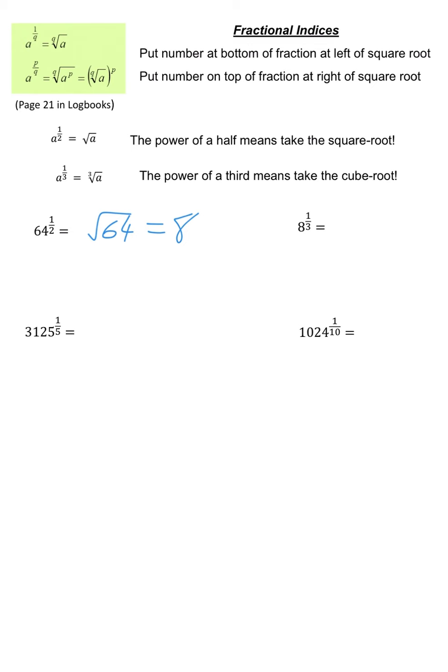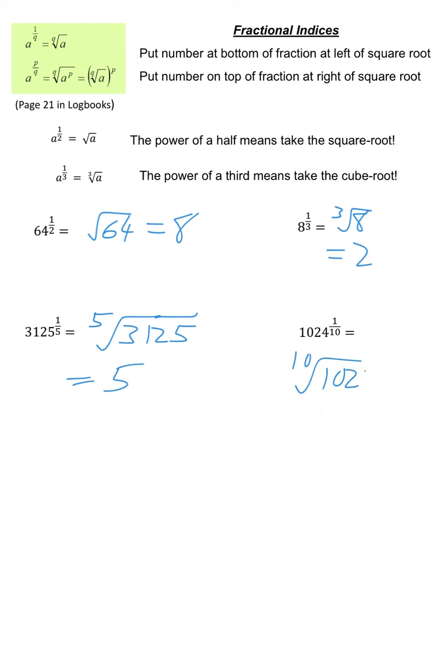The next one there, we have 3,125 to the power of a fifth. So that is the same as the fifth root of 3,125. Now, you can put it into your calculator like that, and that will equal 5. Next one then, a to the power of a third. So that's the third root of 8, which will equal 2. Next one then, that'll be the 10th root of 1,024, which will also equal 2.